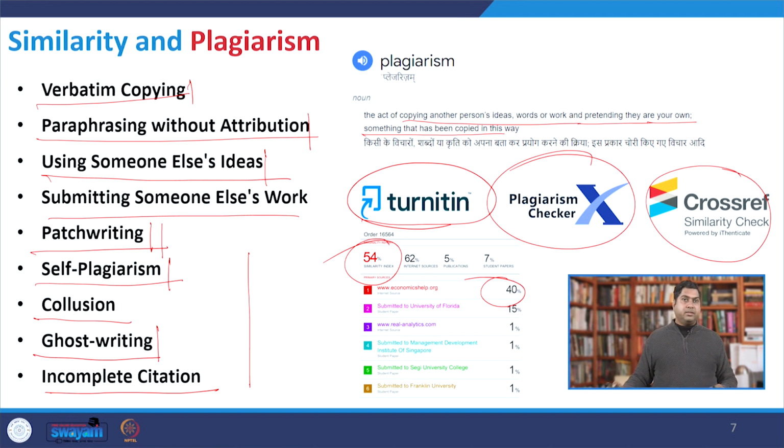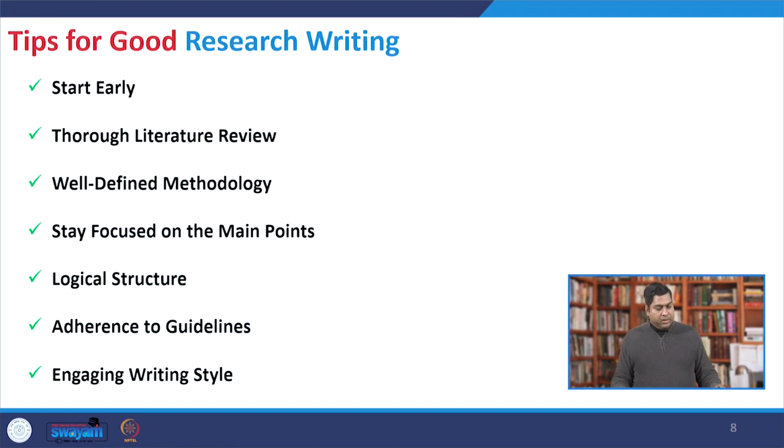But for plagiarism it is zero tolerance, and the consequences are something like a ban on authorship, retracting the paper, etc.